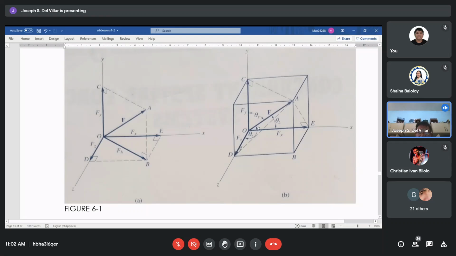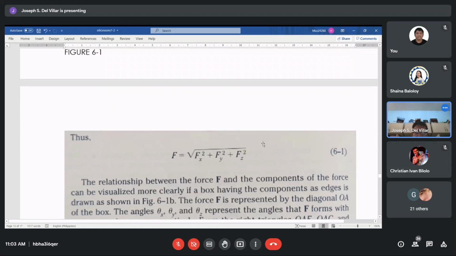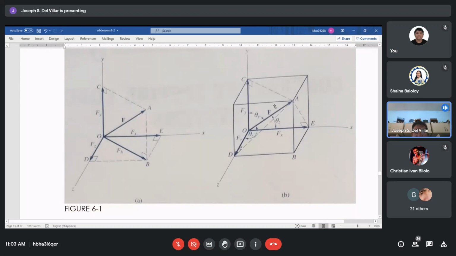Now, Fz is adjacent to theta sub z. Okay? Adjacent siya sa theta sub z. Okay? So therefore, F sub z is equal to F cosine of theta sub z. That is the z component of F, with F as the hypotenuse of the right triangle ADO. Okay? Now, how are we going to get F?